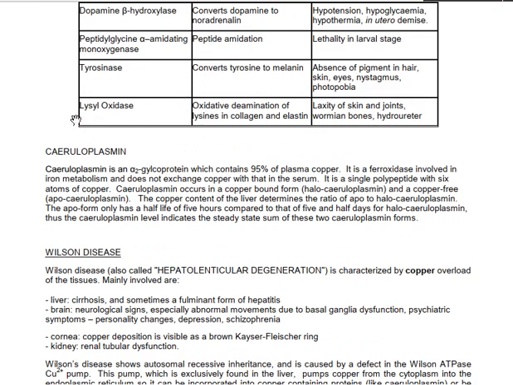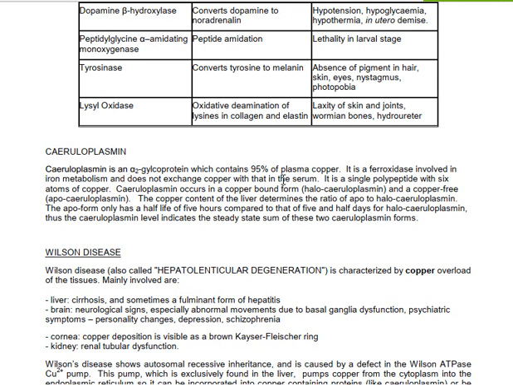Now ceruloplasmin is an alpha 2, so it's another major important protein that binds to copper. It's an alpha 2 glycoprotein which contains 95% of plasma copper. It is a peroxidase involved with iron metabolism and does not exchange copper with that in the serum. It means that it is an enzyme. Ceruloplasmin actually is an enzyme which is involved with iron metabolism, conversion from iron 3 ion to iron 2 ion. Is it clear? So it's actually that form of peroxidase in iron metabolism.